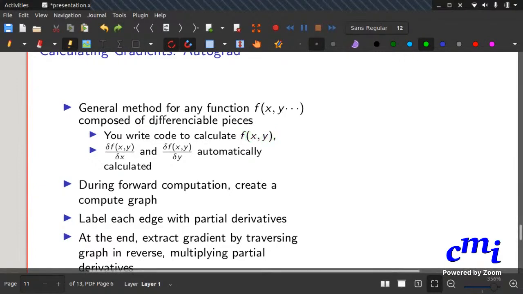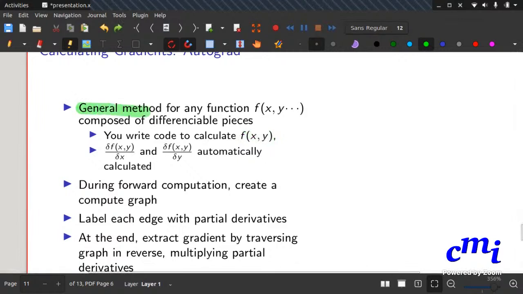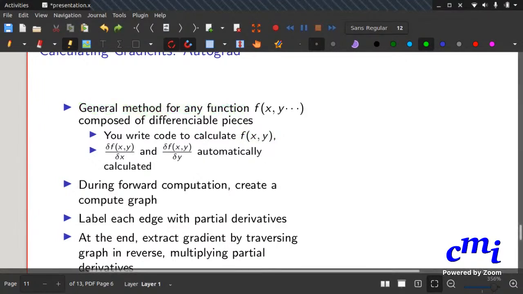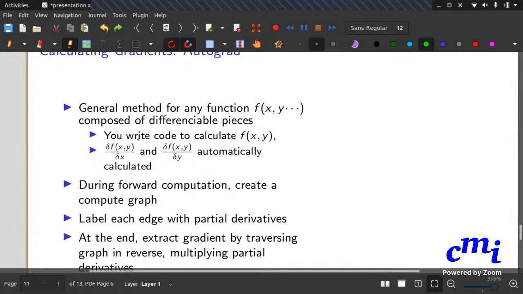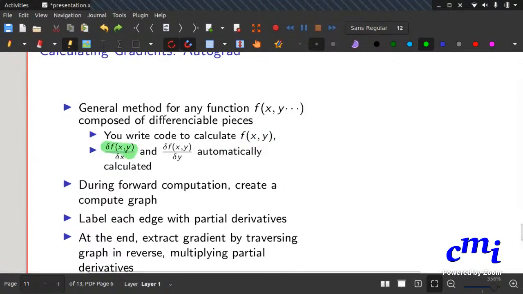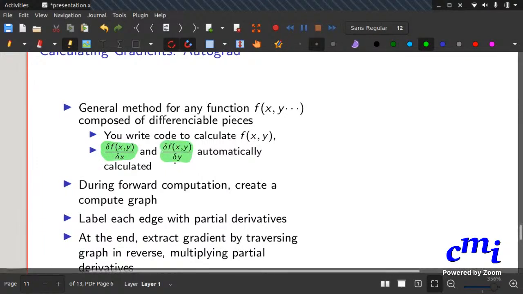So we've got two variables, and now we want a general method for calculating the gradient of any function. Firstly, we need to specify what the function is. Within this autograd framework, what you do is you just write code to calculate f(x, y). You'll have written some code in, let's say, Python to do a bunch of different steps to calculate this function f. And once you've done this, the autograd framework will automatically calculate the gradients of this particular output with respect to the input values.